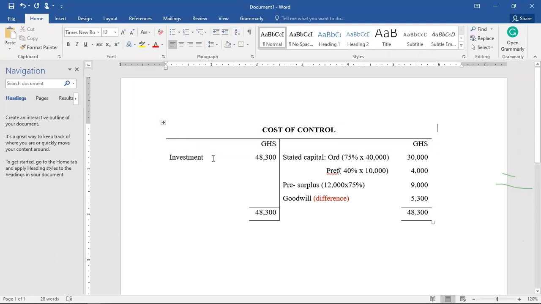Now, we're told that the investment in PQR, that's my question.